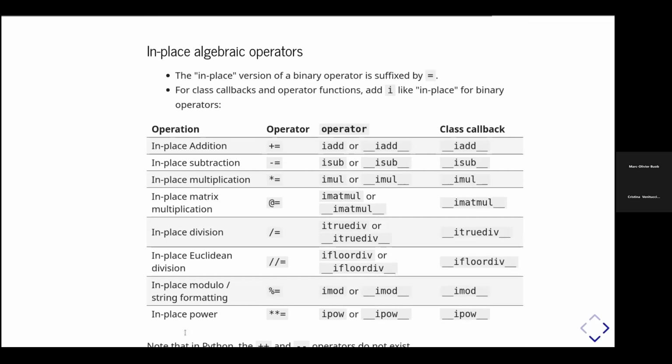Then you have the in-place operators that are more efficient. So for example, instead of computing x equal x plus 1, you will rather write x plus equal 1. And so, of course, once again, you can overload the in-place operators. So this is quite natural. In terms of naming for the callback operator or the function operator, you just add an I in front of the name of the operator.